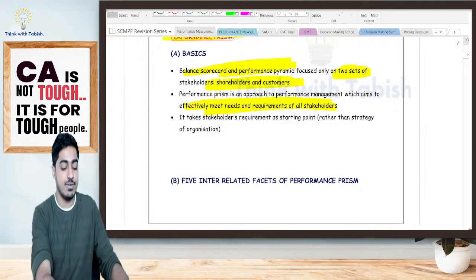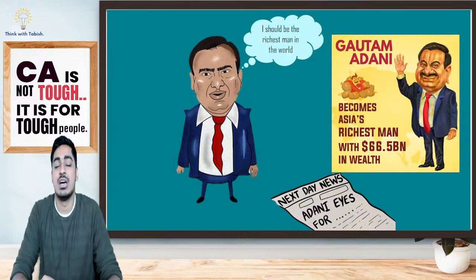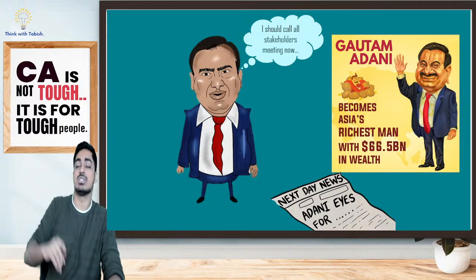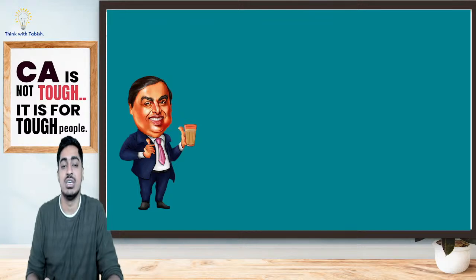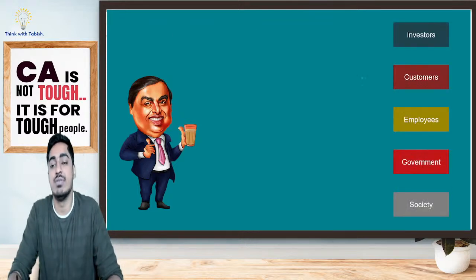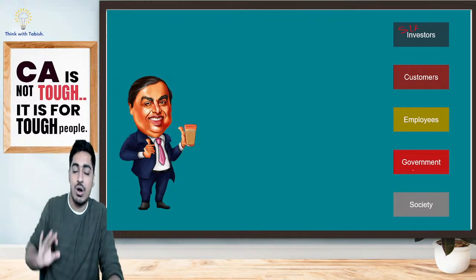Now, let's try to understand, everyone. Pay attention. A very interesting story, my dear students. Now look at this. Who is this? Ambani. Yes or no? Our Mr. Ambani is in a real depression. Why? For so many years he was the richest Indian, the richest Asian. But now, all of a sudden, Adani has become the richest Indian. Now Ambani is thinking, I should become the richest man in the world. So he is thinking, I will call all my stakeholders, I will call a meeting. He is calling all his stakeholders: investors, shareholders, customers, employees, government, society. He is calling all categories of stakeholders one by one.